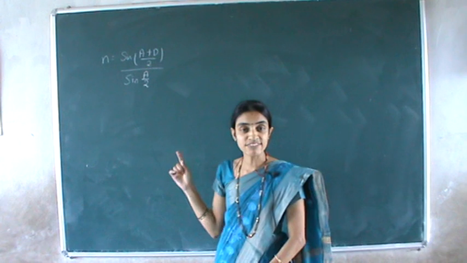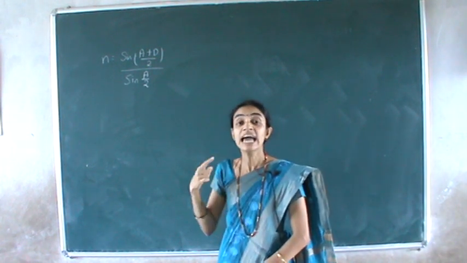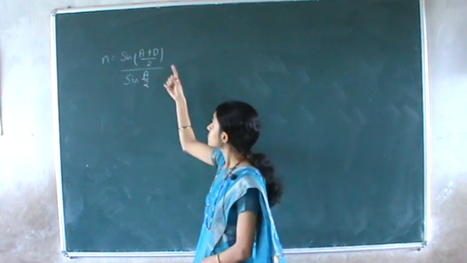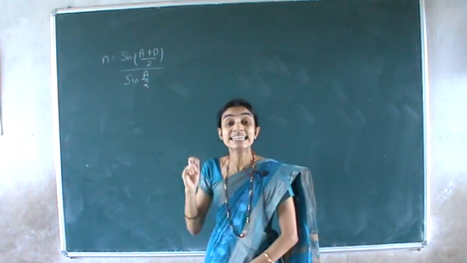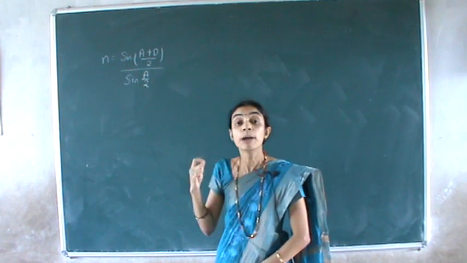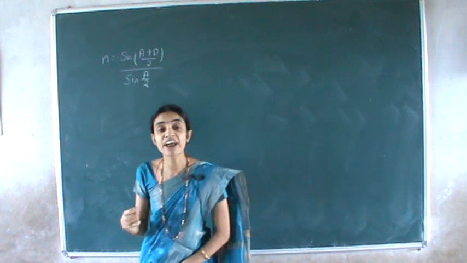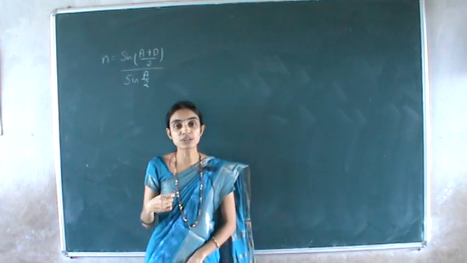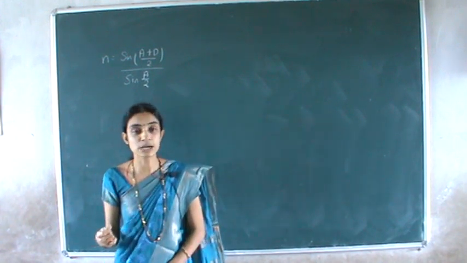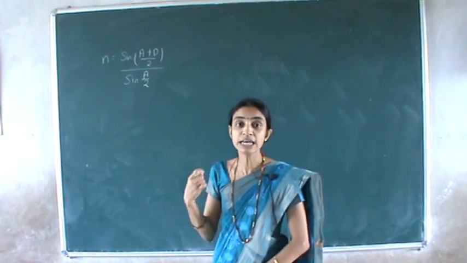In this equation, what is A? A is the refracting angle, or simply the angle of the prism. What is capital D? D is the minimum deviation. Minimum deviation is the condition when the refracted ray will be parallel to the base of the prism.